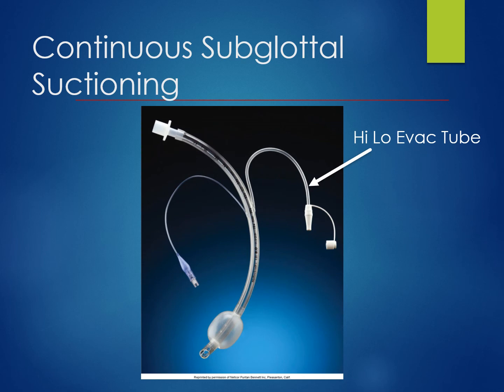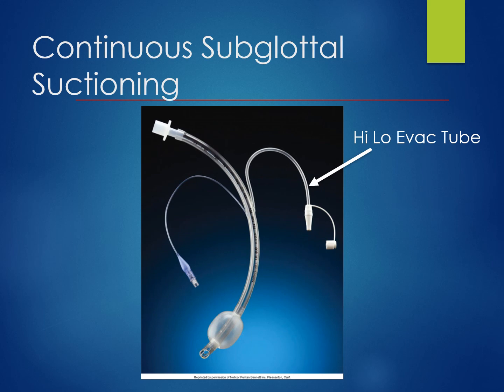So, the Hi-Lo valve. Some facilities use these, some don't. I've worked in ICUs that used them, and I thought they were great, and I've worked in ICUs that hadn't begun to use them yet. Basically, it provides continuous subglottic suctioning, and you can see it's hooked up to suction.